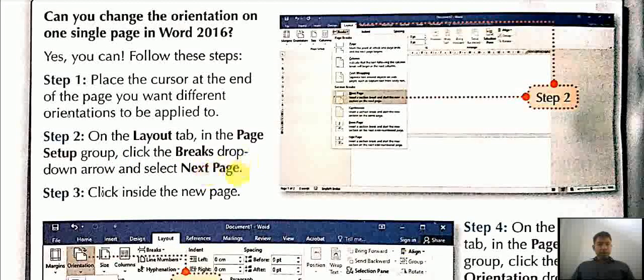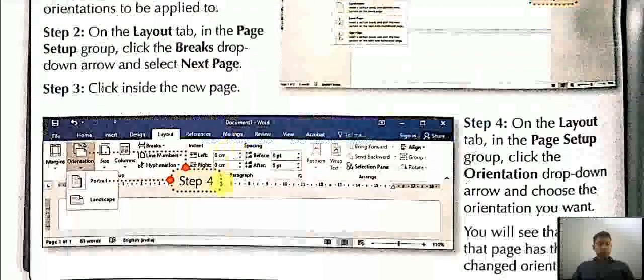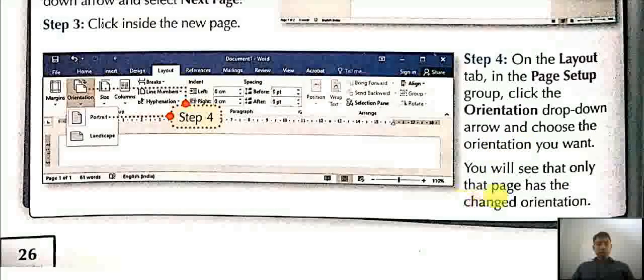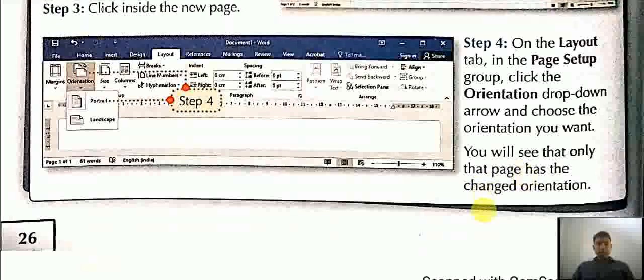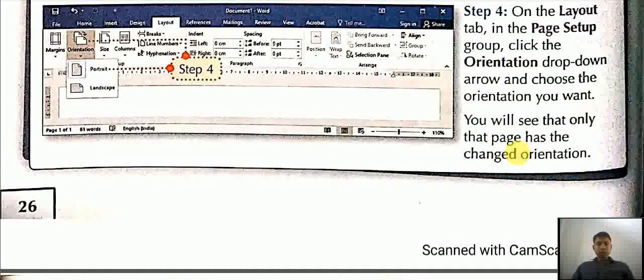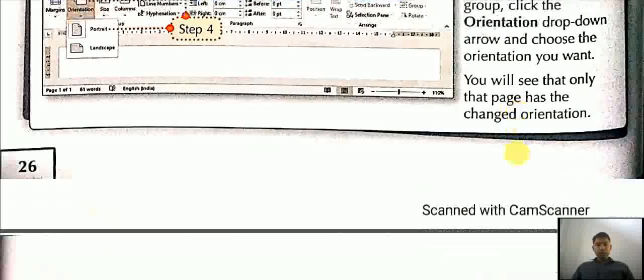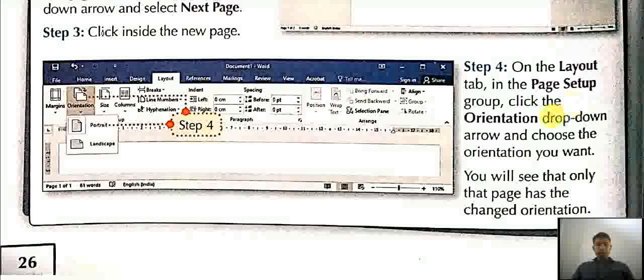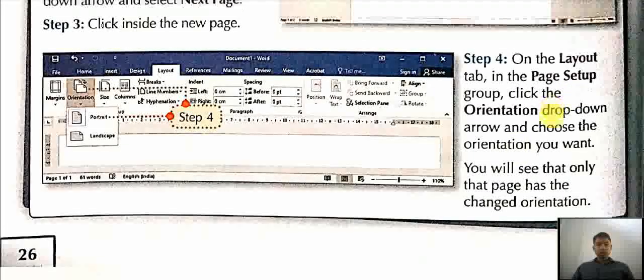So you have to go to the next page, then click inside the new page. On the layout tab in the page setup group, click the orientation drop down arrow and choose the orientation you want. So in the new page you can change the orientation. You will see that only that page has changed the orientation. So when you do this, only the orientation of the selected page will be changed. So you have to remember that this can be done only in Word 2016.